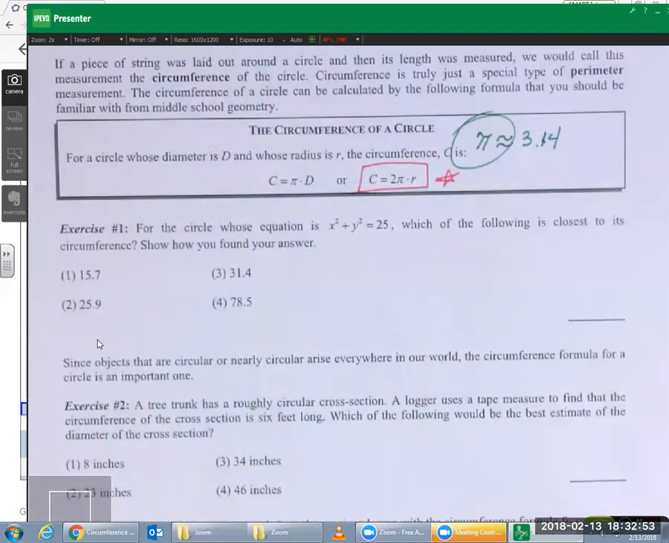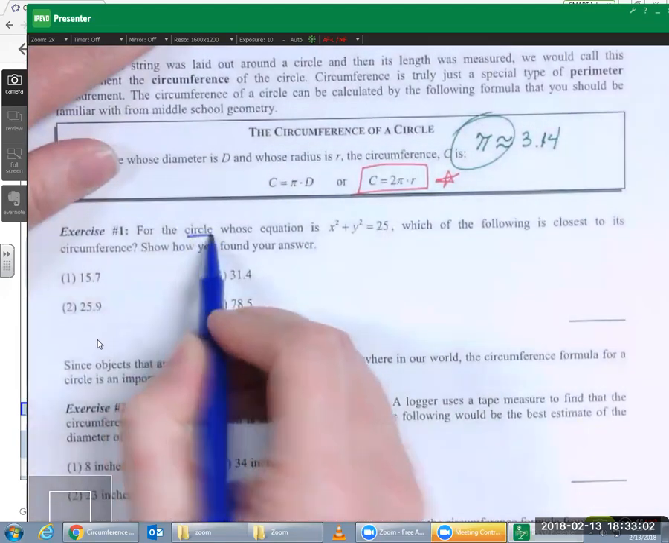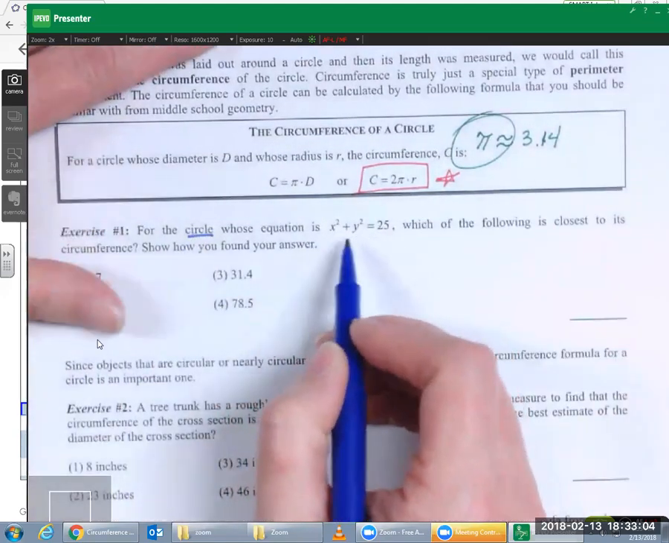And I should tell you, exercise 1 has a little information that we haven't studied yet in class. So I need to give you a little bit of background. They give you an equation, and they mentioned this is a circle whose equation is given by this. This is what we haven't studied yet.